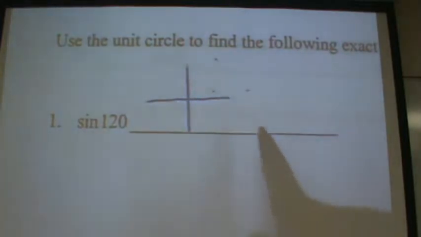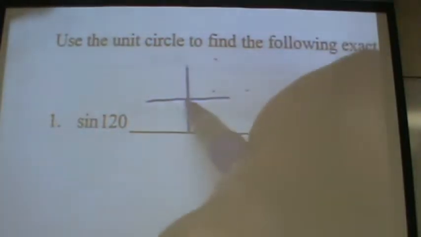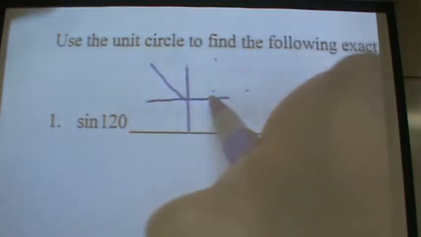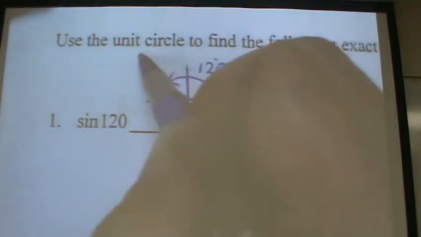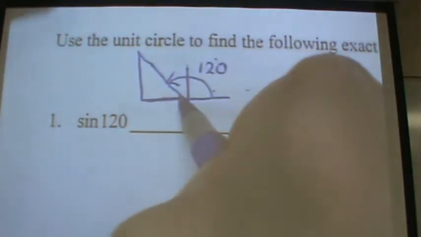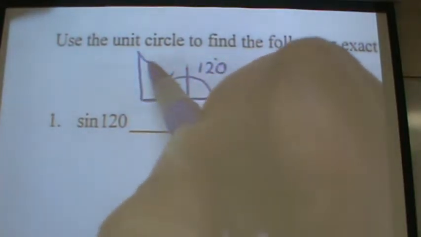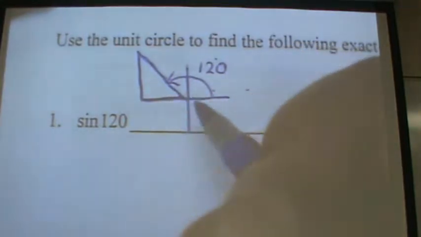Is it in quadrant 1? Second. It's in quadrant 2. So somewhere here to here is 120 degrees. That's all I know. So I'm going to draw a triangle. You always want to make your triangle with the x-axis.